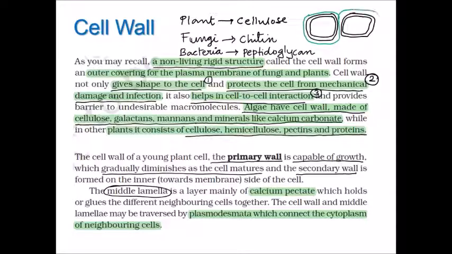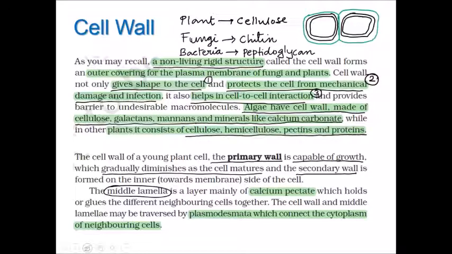So middle lamellae is a layer which actually connects or glues two neighboring cells together. They will help in attachment of two nearby plant cells. So that is referred to as middle lamellae. The word middle is used because it is found between two adjacent plant cells.